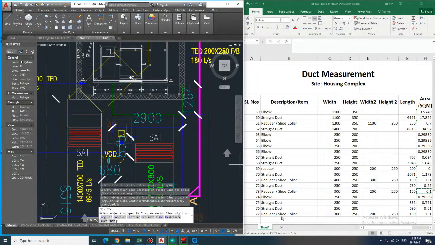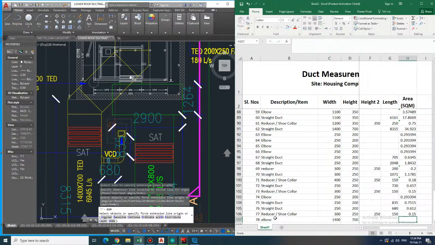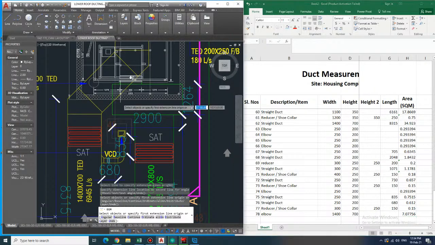So there is one elbow. The 45 elbow we don't have the equation, so we will go with the 90 degree elbow. I will consider this elbow and this elbow as 90 degree. So the elbow equation will apply here, this size 1400 by 700, 7 square meter.